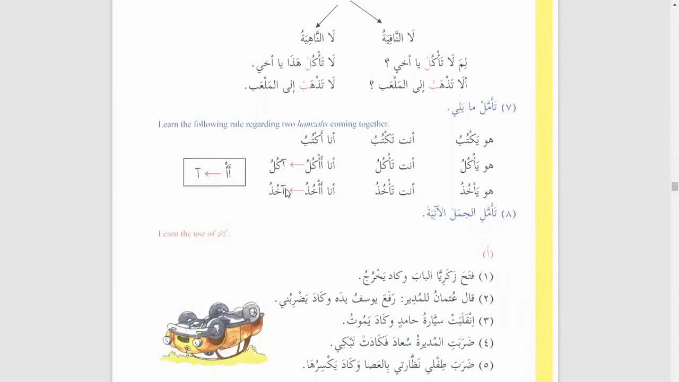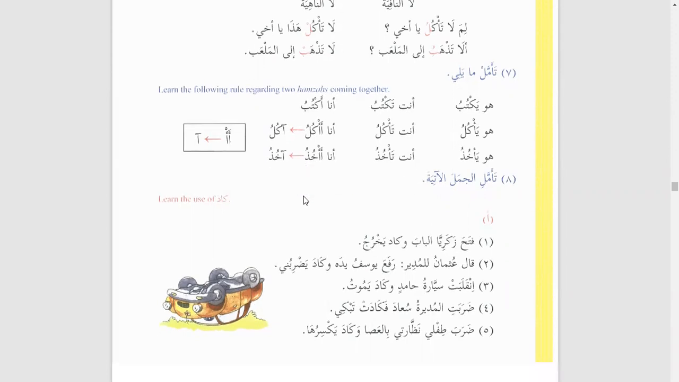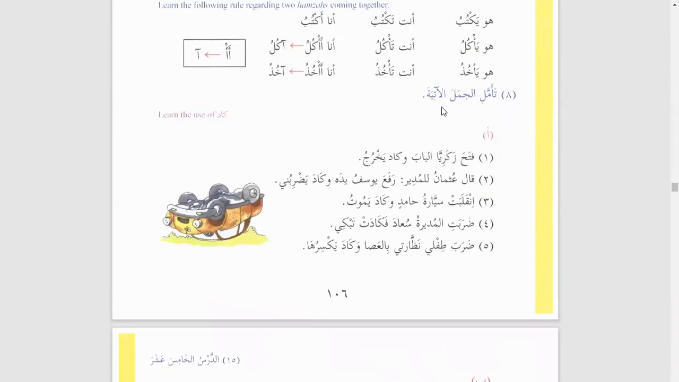Mafhum? Clear? Yes, sir. Okay. تأمل الجمل الآتية. Now we have to reflect on the following sentences. تأمل is also an extended form of the verb, mazid fi, and inshallah I think we are going to learn one of them in the next lesson, hopefully tomorrow.